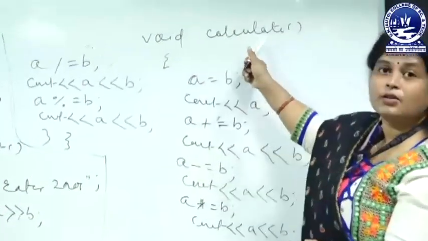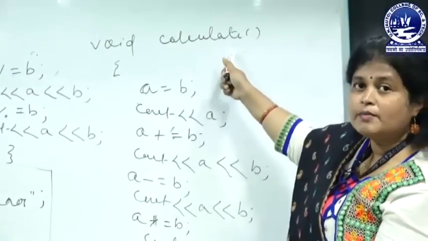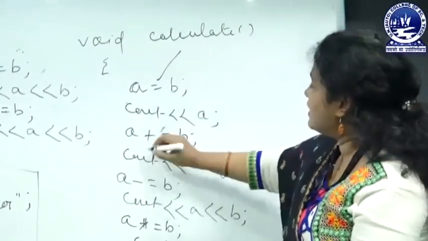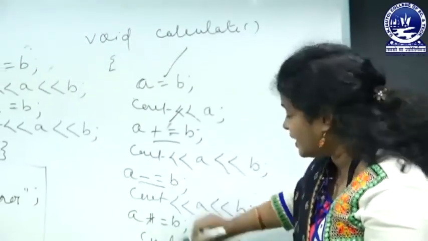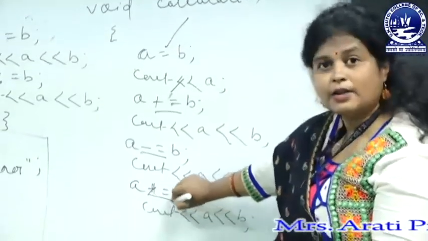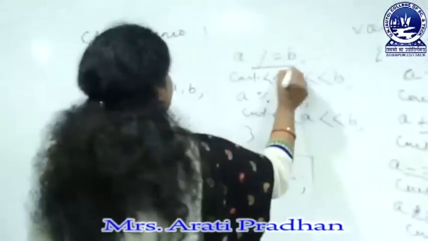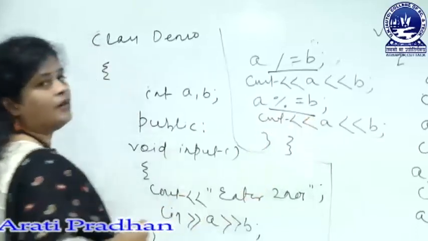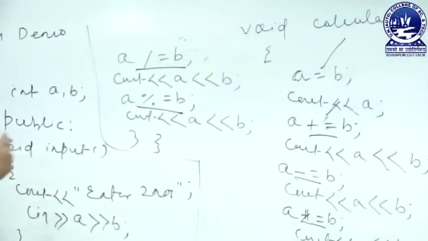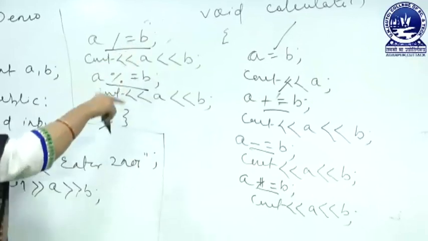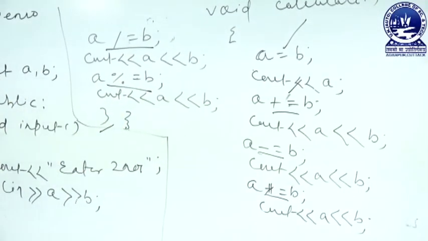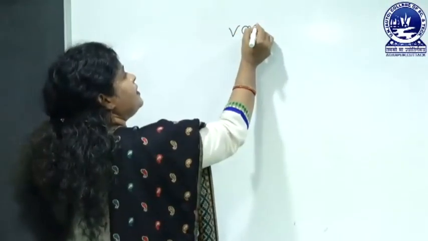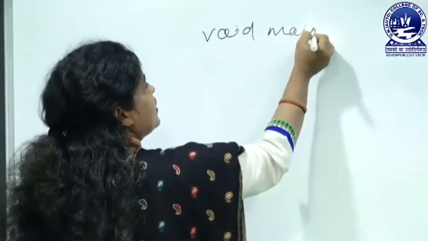Then next one is the calculate method. Inside the calculate method, the assignment operator, then plus equal to assignment operator, then minus equal to assignment operator, then multiplication equal to assignment operator, then division equal to, then remainder equal to. This is the closing brace of the void calculate method. Then this is the closing brace of class demo. Then we will write the main method. In the main method, this is void main.